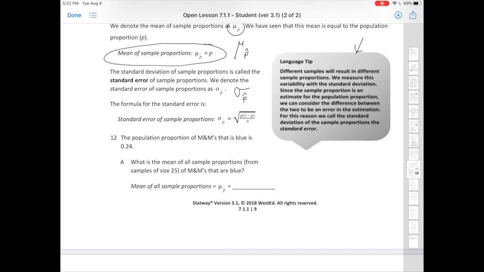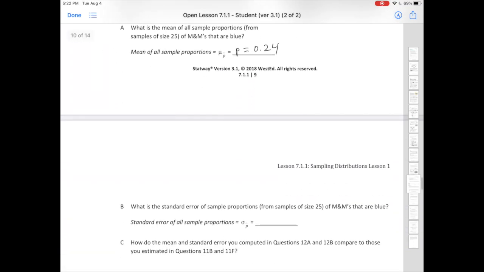The population proportion of M&Ms that is blue is 0.24. What is the mean of all sample proportions of M&Ms that are blue? So let's answer the question. Mu sub p hat, remember, we just learned that that's basically equal to p. And so that's the same as 0.24. So there's not really something that we have to do there. So let's look at the next part.